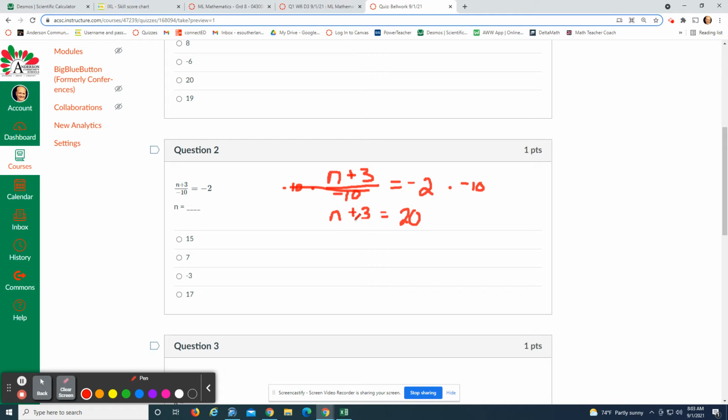How do I get rid of the plus 3? Subtract 3. Now I've got n. These cancel. N is equal to 17.